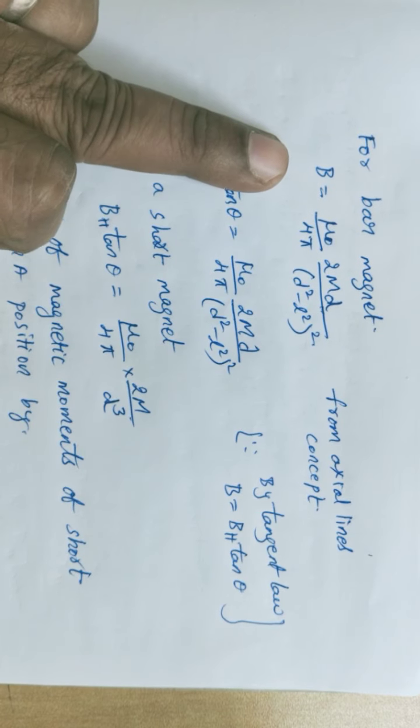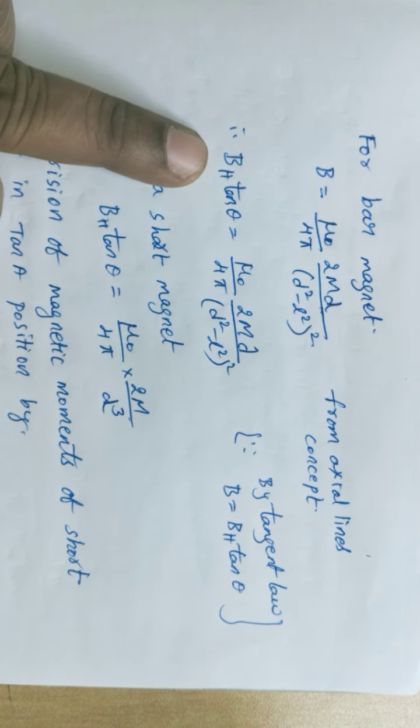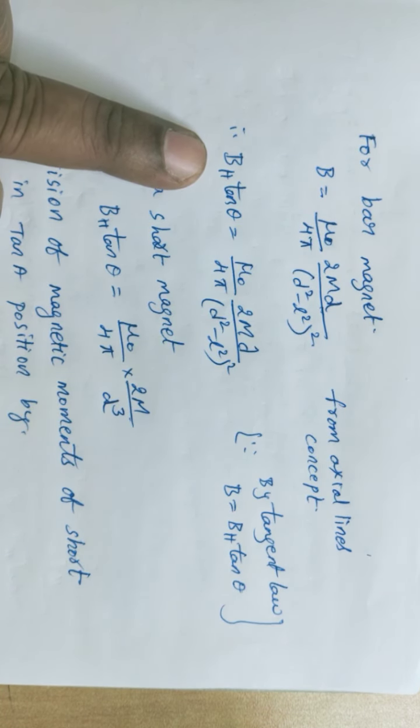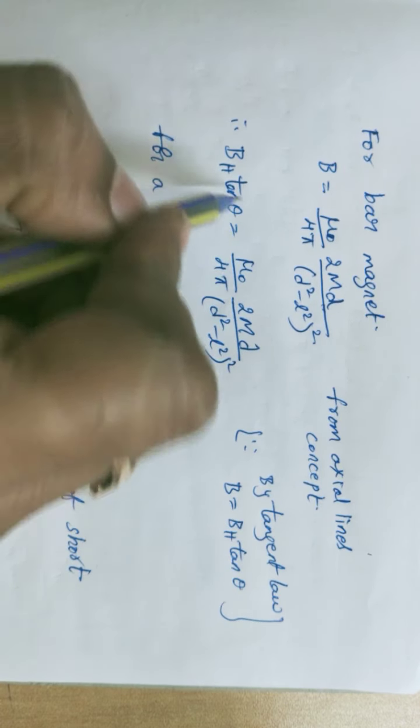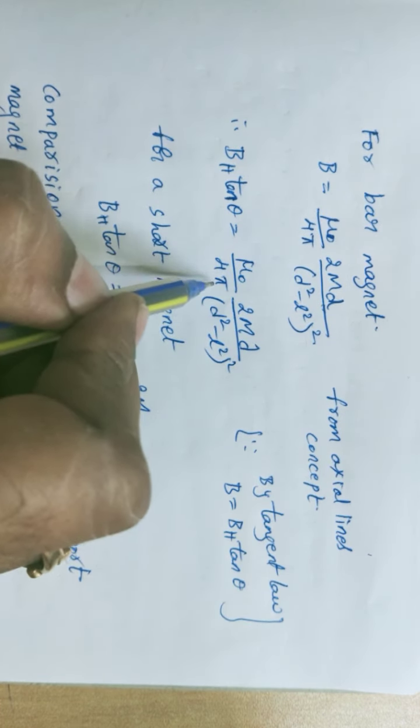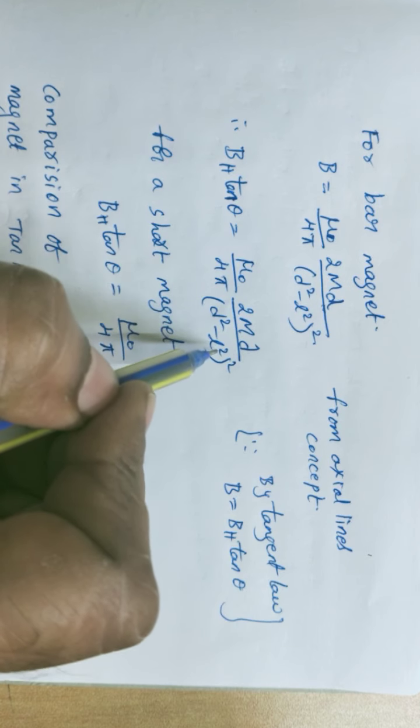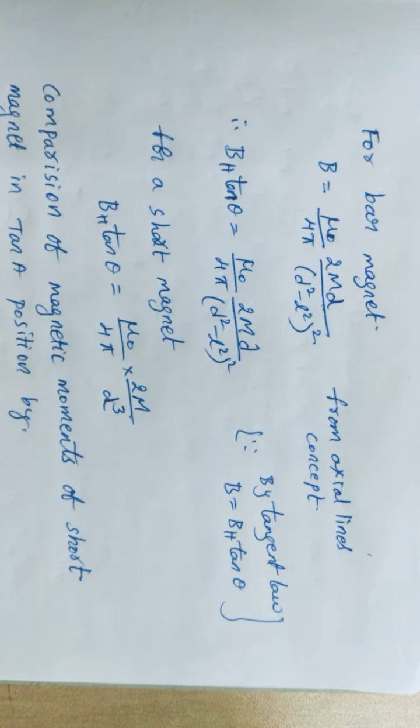So we know from the tangent law, B value can be written as BH tan theta. Therefore BH tan theta is equal to mu naught by 4 pi, 2md divided by (d square minus L square) whole square. This is about a bar magnet.